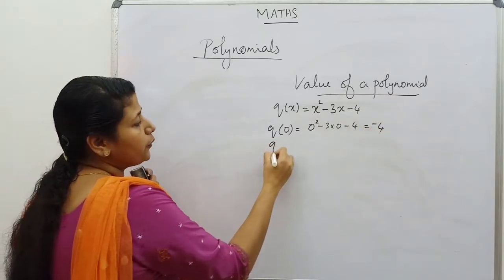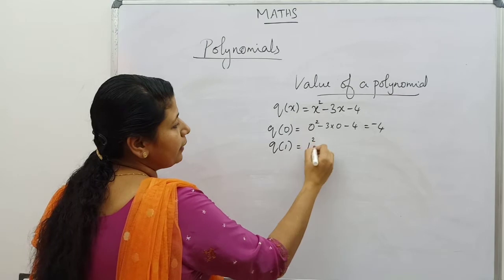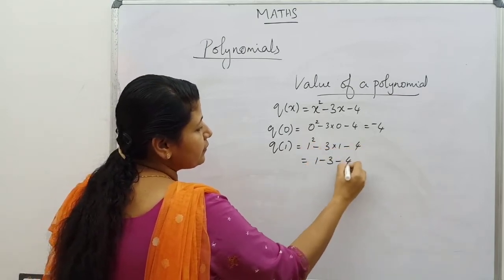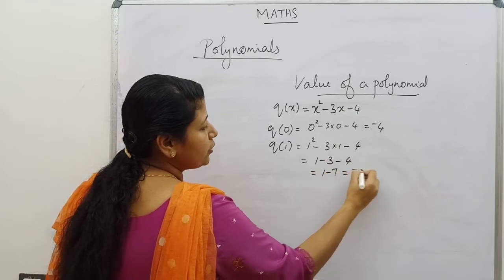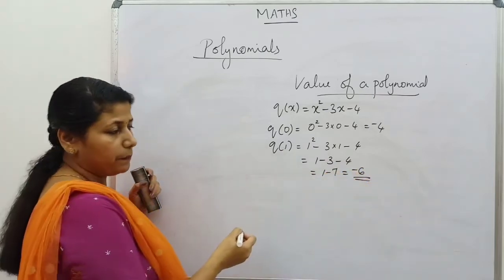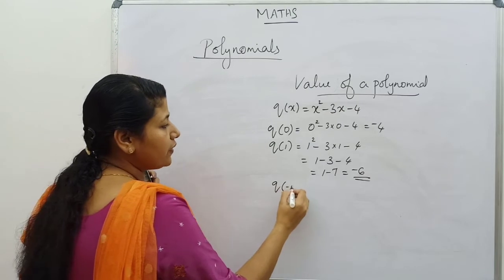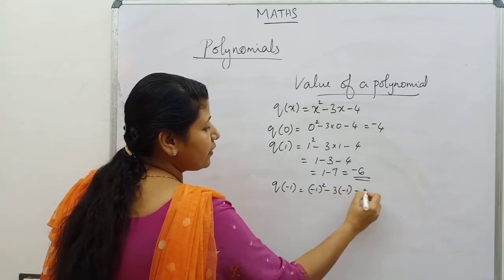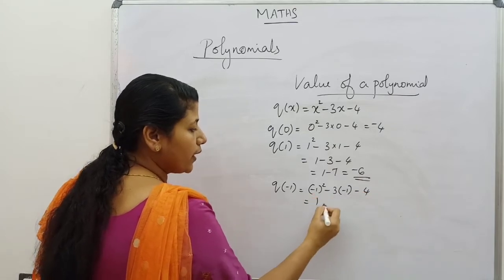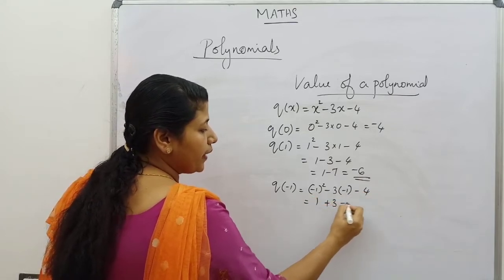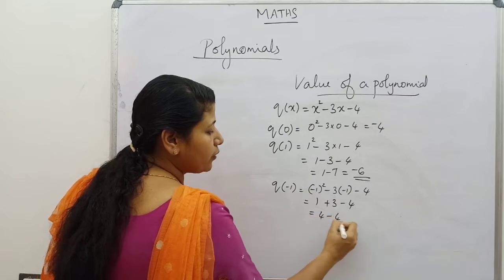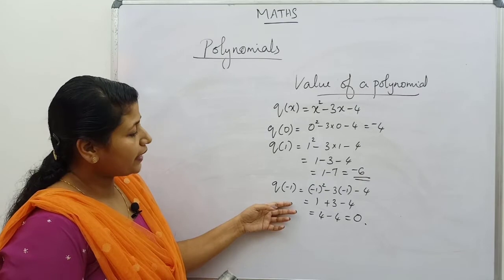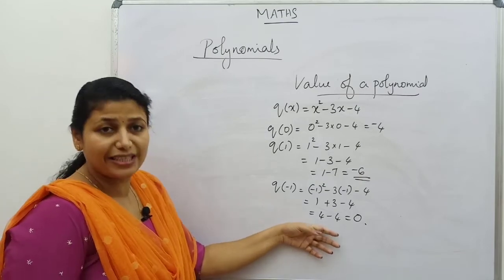Okay, what about q of 1? It will be 1 square minus 3 into 1 minus 4. 1 minus 3 minus 4, 1 minus 7, which is equal to negative 6. Then what about q of negative 1? Which is equal to negative 1 whole square minus 3 into negative 1 minus 4. Negative 1 whole square is 1. Negative times negative is positive, so 1 plus 3 minus 4, which will be 4 minus 4 equal to 0. So when you are substituting x equal to negative 1, you got the answer as 0.